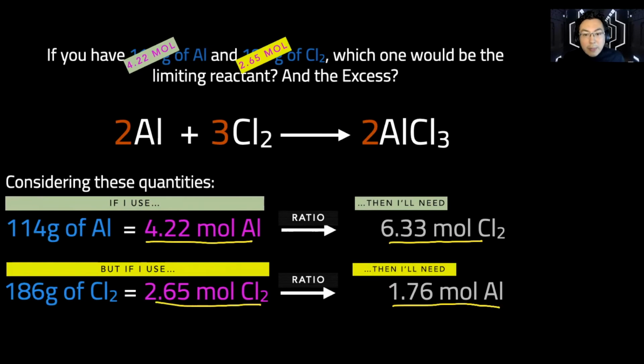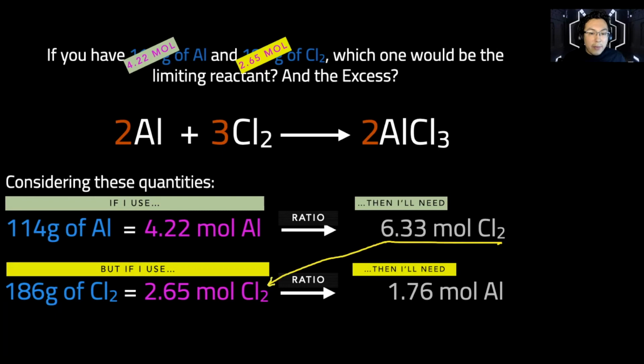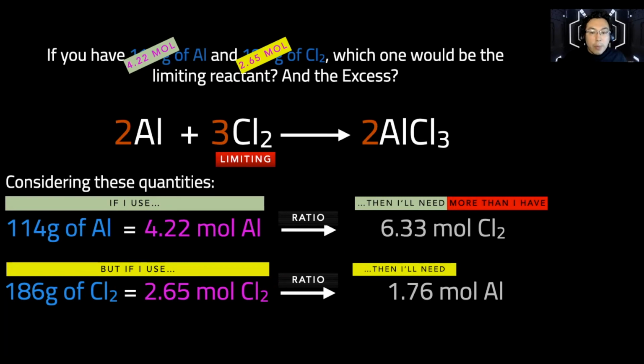We can compare these numbers, remember, analyze by crossing. So if I will need 6.33 moles of chlorine, I can compare to what I already have, and I will say that it's not going to be enough. So chlorine is going to be my limiting reactant, because I will need more than I have available. On the contrary, what about aluminum? You can compare what you will need with what you have available in your lab. You will find out that you need less than what you have available. That means that aluminum is your excess reactant.